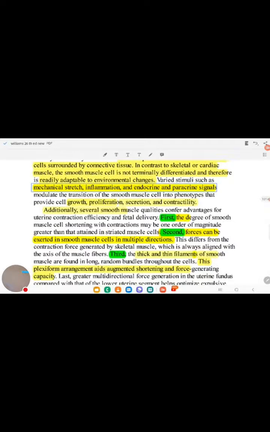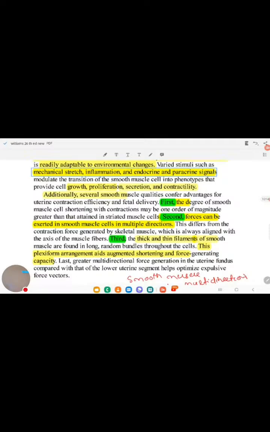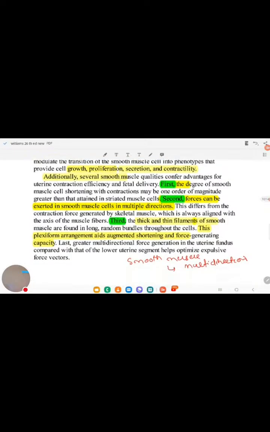Additionally, several smooth muscle qualities confer the advantage of contracting the uterus efficiently and delivering the fetus. What are the additional benefits of the smooth muscle in the uterus? First, the degree of smooth muscle cell shortening and contraction is greater compared to striated muscle. Second, the force that can be exerted by smooth muscle cells is in multiple directions, compared to skeletal muscle, where it is aligned along the axis of the muscle fiber.